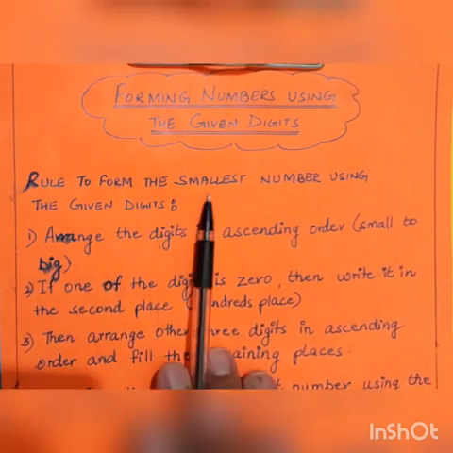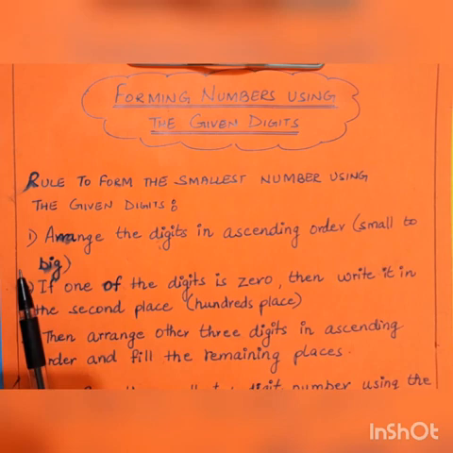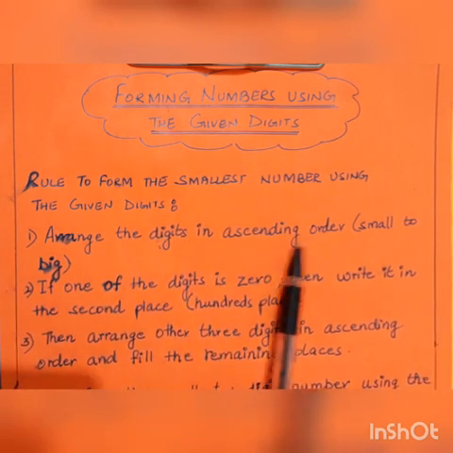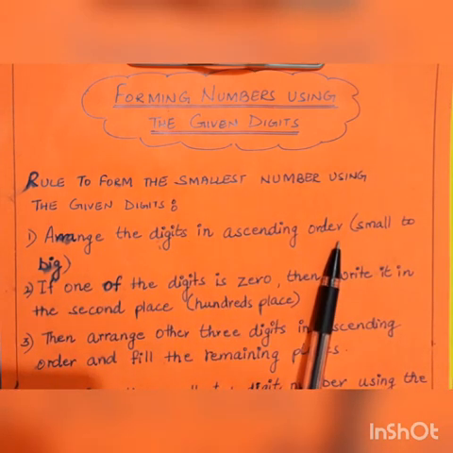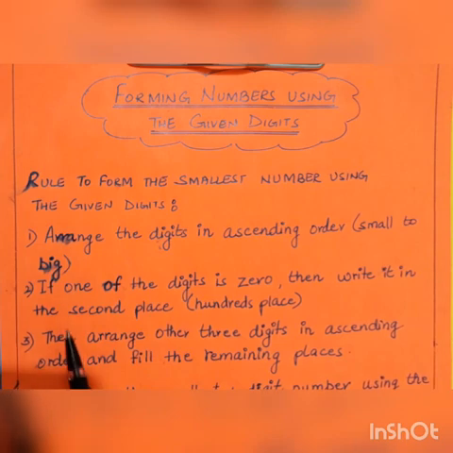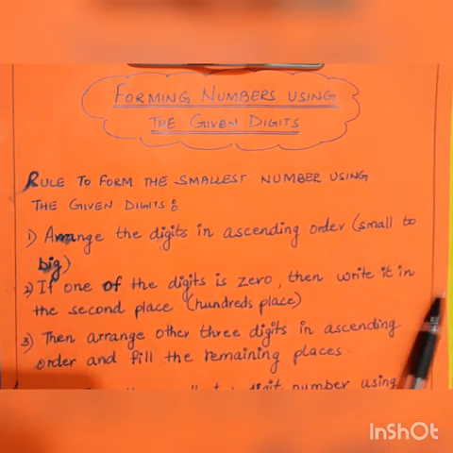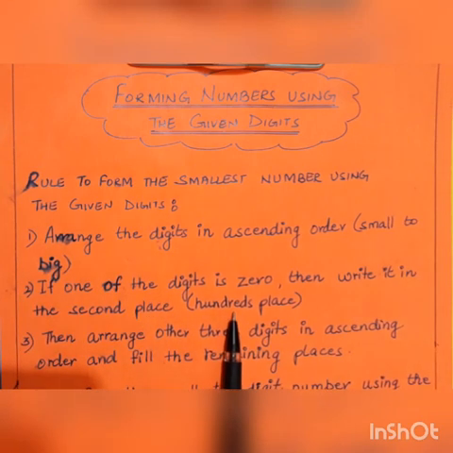Rule to form the smallest number using the given digits. First rule is arrange the digits in ascending order. Whichever 4 digits are given, we are going to arrange them first in ascending order, that is from small to the big. If one of the digits among the given digits is 0, then write it in the second place, that is you have to place the 0 at the hundreds place.